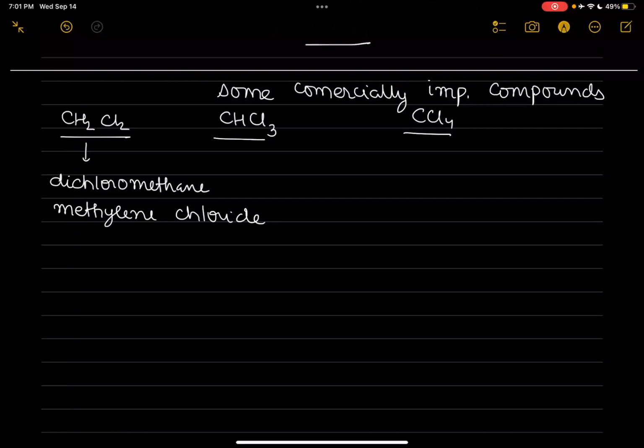So CH2Cl2. Methylene means CH2, and the carbon makes four bonds. So if the carbon makes four bonds, what else will be connected? There will be two Cl.